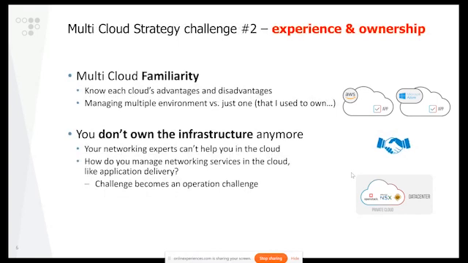Experience and ownership is the second challenge. So, multi-cloud familiarity. Think about it. With your own legacy data centers, you knew anything and everything in your infrastructure, in your networking, in your deployments, in the applications and the various boxes that you maintain. You gained that experience. You made sure that nobody would replace the vendors you're working with, at least not in less than 3 to 5 to 10 years. And you needed a single IT team, so to speak, to manage the infrastructure.